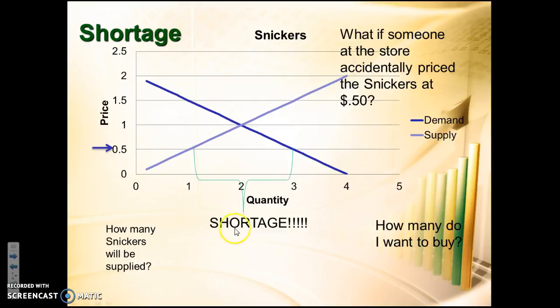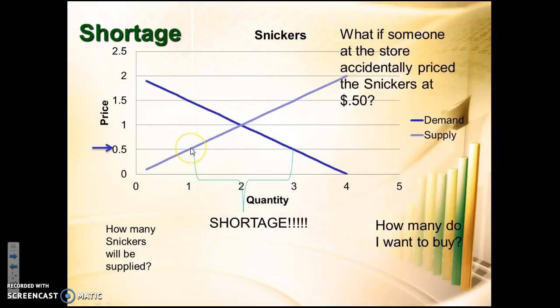So what we have in this case is a shortage. More particularly, we have a shortage of 2 units. So we want three, they're making one. And again, a shortage, all this means is that there's not enough. The quantity supplied is less than the quantity demanded. So again, we have a shortage of 2 Snickers, so we need 2 more Snickers.